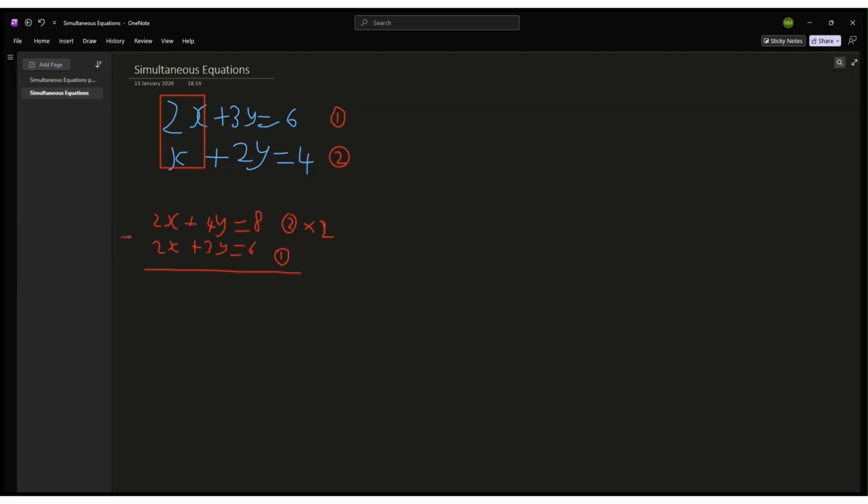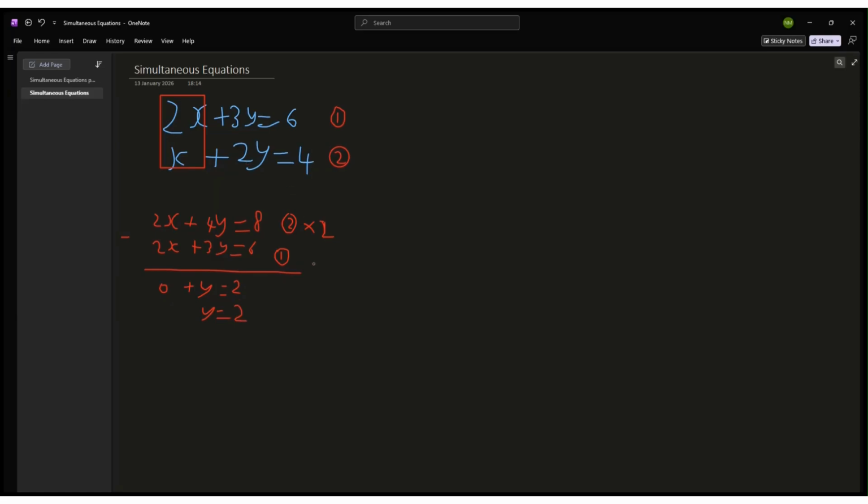So take away. 2x take away 2x gives us 0. And 4y take away 3y is just y, and that's still positive, so we'll put a plus sign here. And 8 take away 6 is 2. So we can ignore the 0. So we have y is equal to 2.